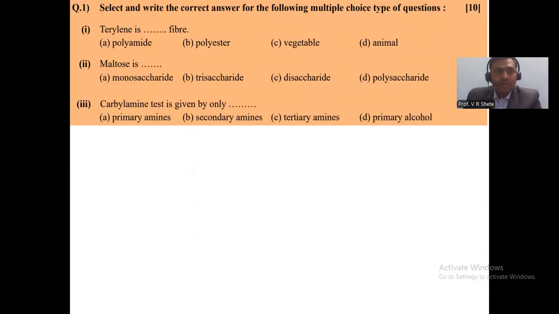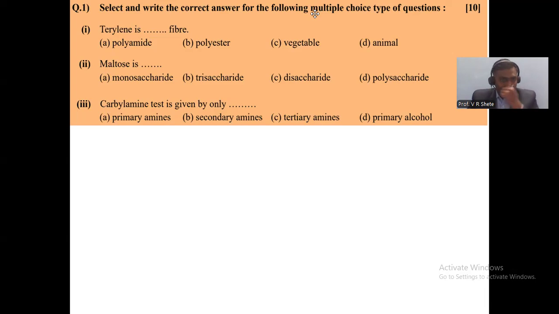First question. Select and write the correct answer for the following multiple choice questions. There are 10 multiple choice questions, 1 mark each. So we'll discuss one by one. The first one, pteryline is dash dash.